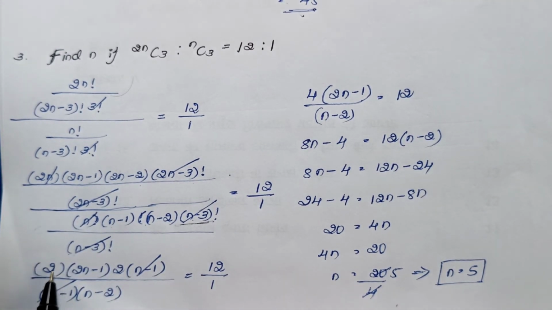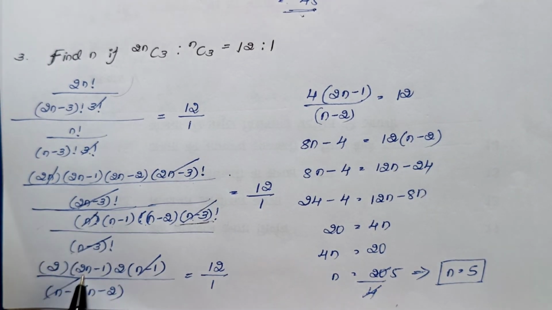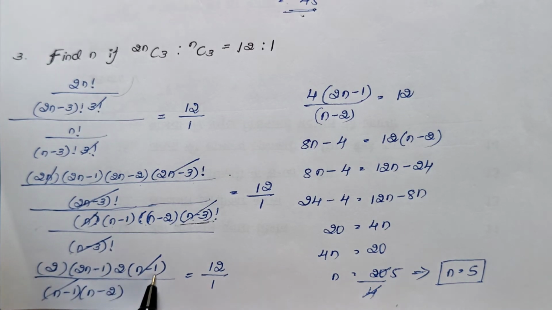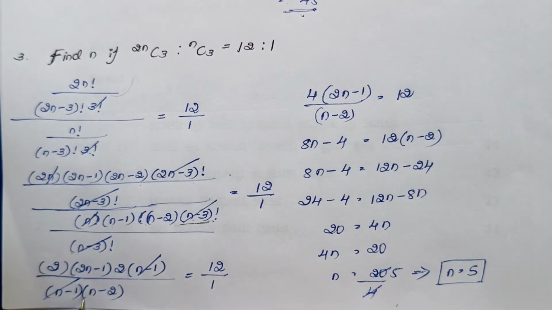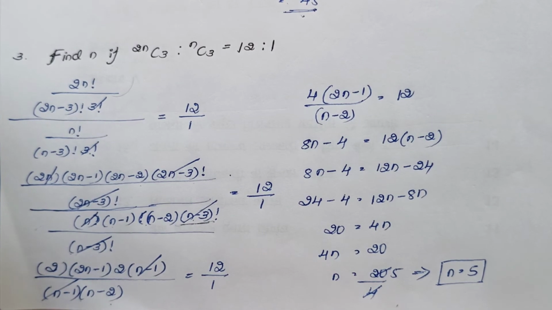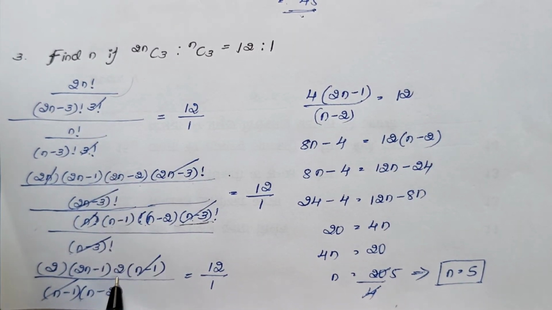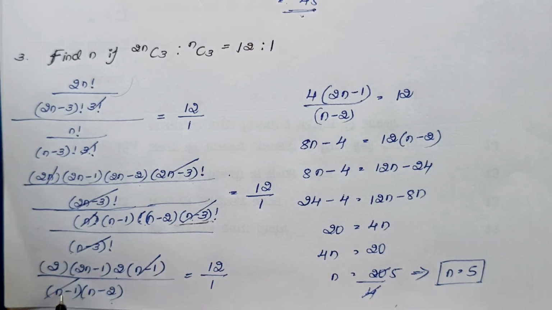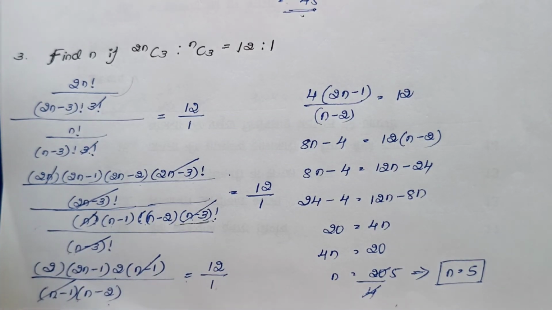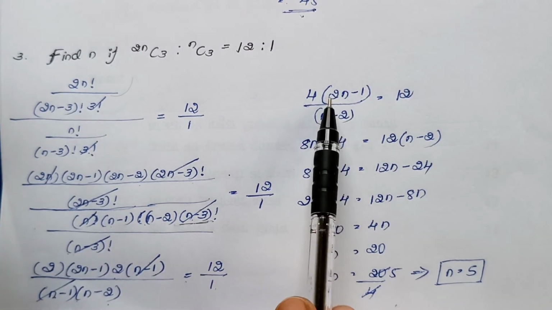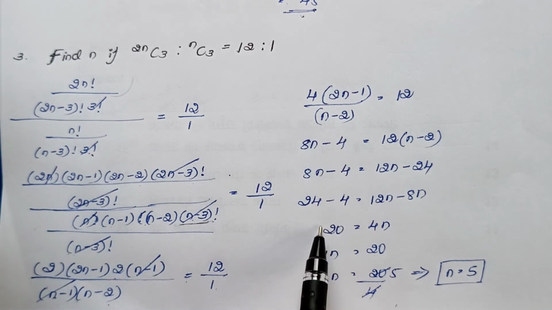Now we remain with 2 into 2n minus 1 into 2 into n minus 1, divided by n minus 1 into n minus 2. In this term, I have taken 2 common, so we are left with n minus 1 and this gets cancelled. So this is equal to 12 by 1. Now by simplifying, you get the value of n as 5.